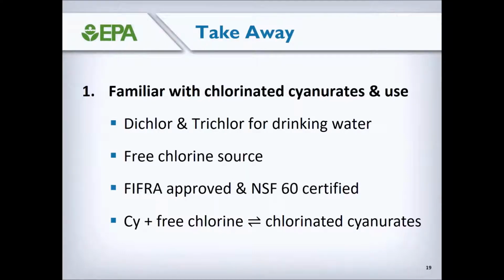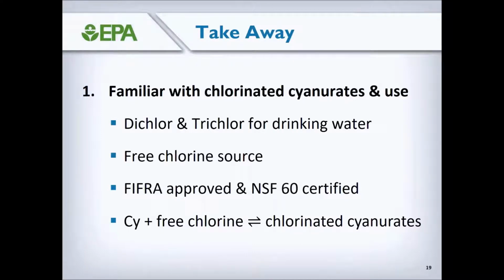Just to provide some background, the major points I summarized here: dichlor and trichlor are the chemicals that are added to drinking water, and they effectively contain both free chlorine and cyanurate. They are chlorine sources that have been FIFRA approved. They can be NSF 60 certified. And overall, you can view that there exists a very fast equilibrium between free chlorine and these chlorinated cyanurates. So if there's any disturbance in the system, like free chlorine is used up, it's going to re-equilibrate very quickly and release more free chlorine into the water.